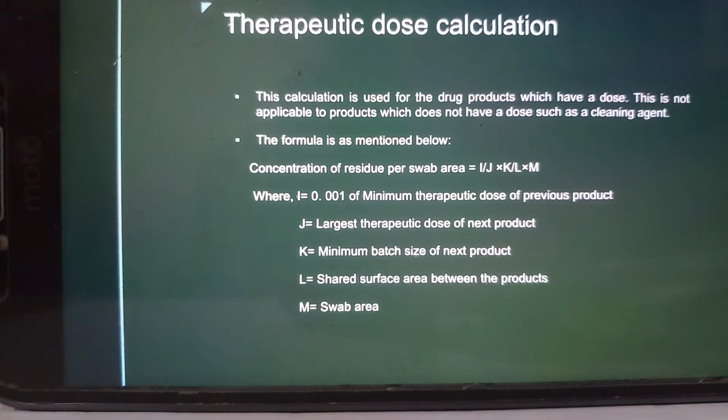i by j into k by l into m, where i equals 0.001 of minimum therapeutic dose of previous product, j is the largest therapeutic dose of the next product, k is the minimum batch size of the next product, and l is the surface area that is shared between the two products, surface area of equipments in which these two products are being manufactured, and m is the swab area.